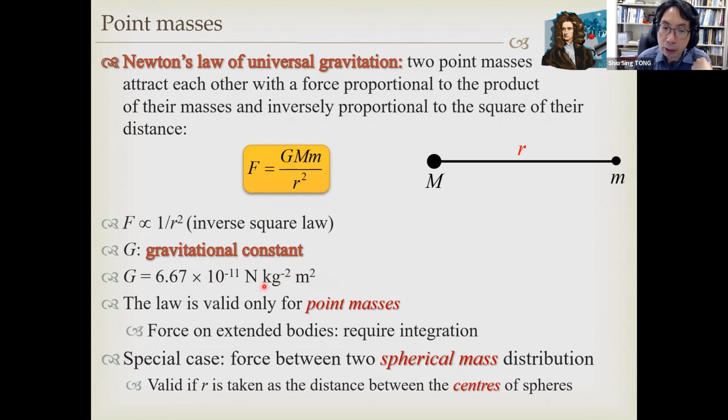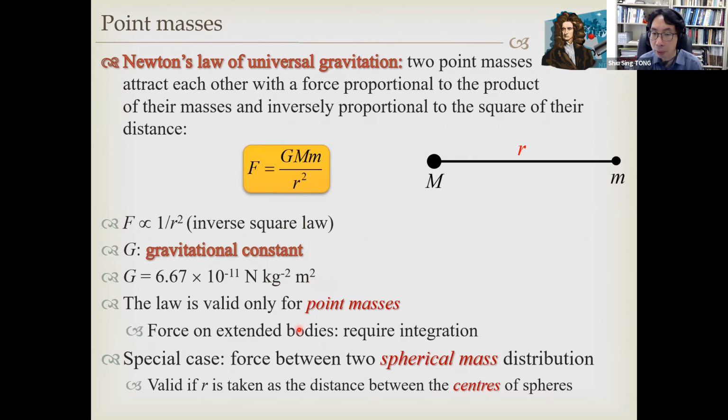in SI units. Now this is the SI unit for G. You can actually easily find it out by using dimensional analysis. It's not that difficult. F has a unit of Newton, and the mass has a unit of kg. That's why we have kg to the minus 2, and the distance has the unit of meter. So we have meter squared here. Now, strictly speaking, the law is valid only for point masses.